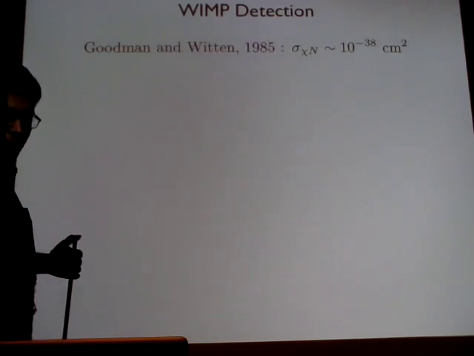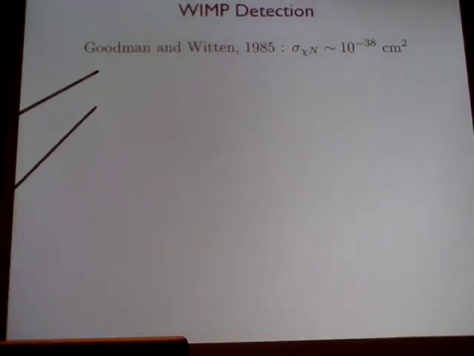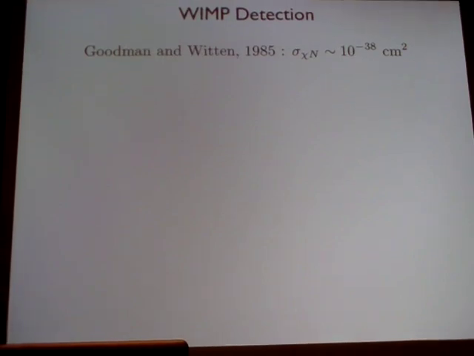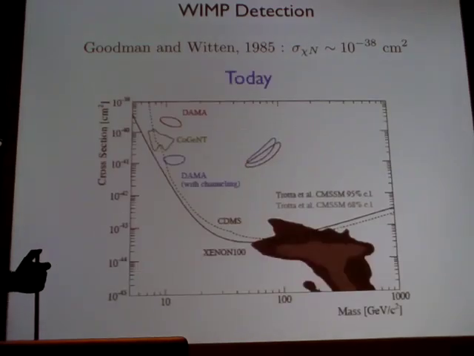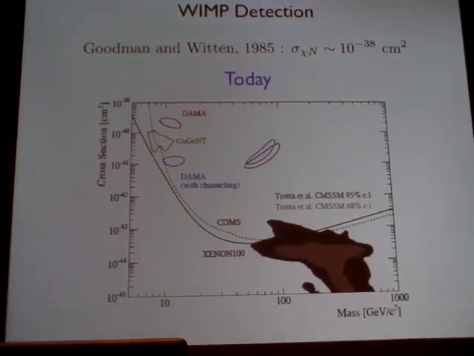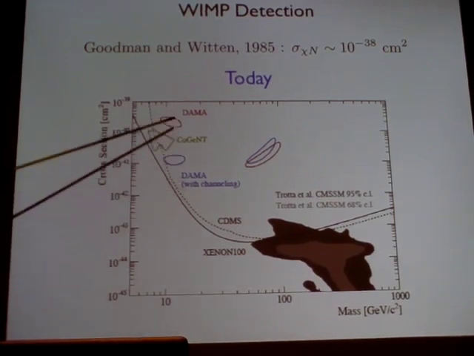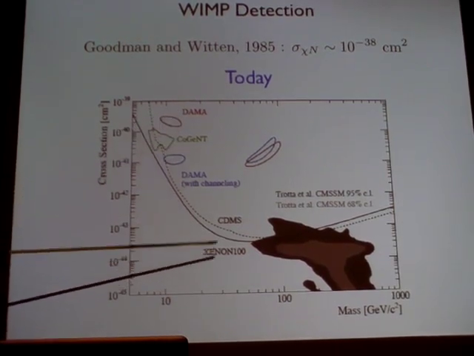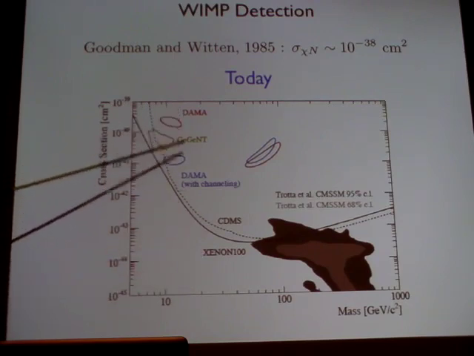In some ways, I think the situation is similar to the ideas that Goodman and Witten pioneered in the 80s, when they were looking at cross sections of order 10 to the minus 38 centimeters squared for dark matter direct detection. And in the last 20 years, due to an enormous amount of very impressive work by experimentalists, we've probed 8 orders of magnitude now, with xenon 1 ton getting there. A lot of orders of magnitude have been probed in the parameter space.